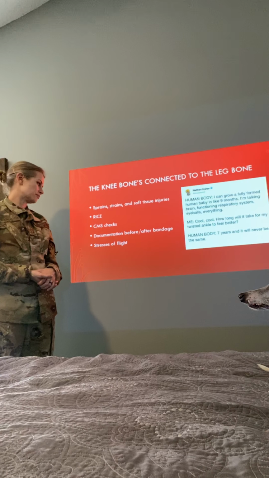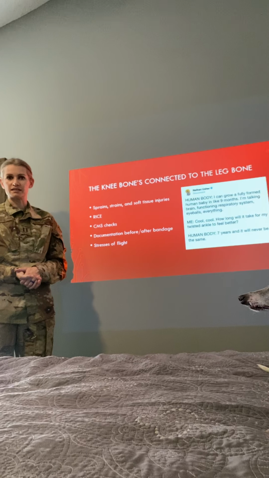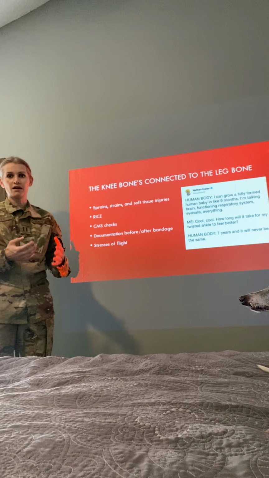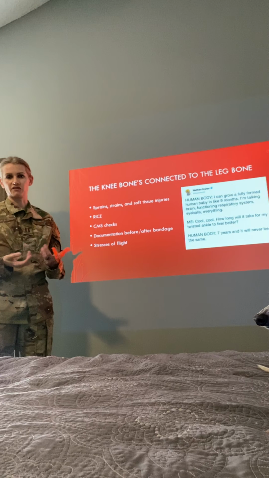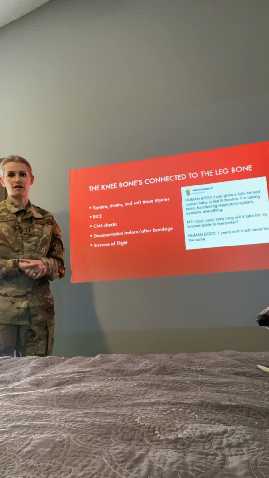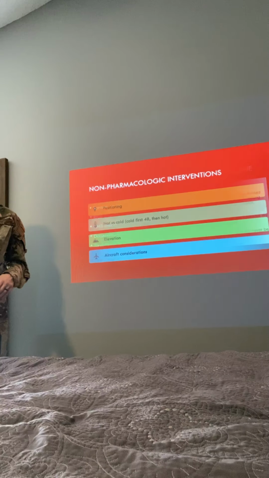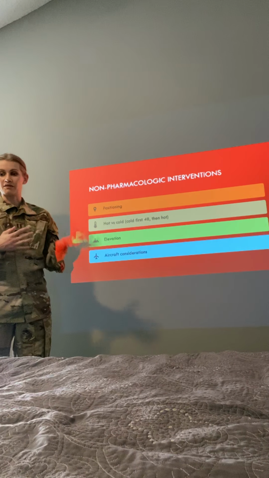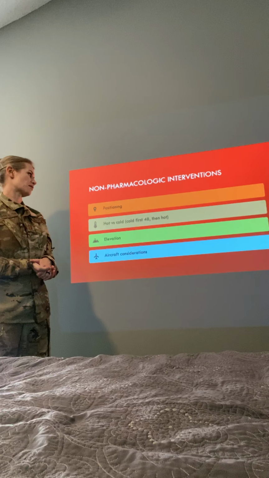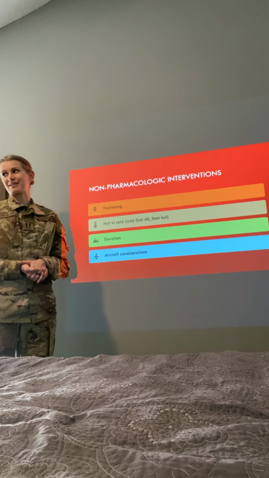dressing. As far as stressors of flight, one consideration is vibration. You don't want to put an injured extremity near something that's actively vibrating because you're just going to increase that pain. And then, as far as other types of interventions that you can do, there's non-pharmacological interventions. So positioning, putting the extremity in a position of comfort.